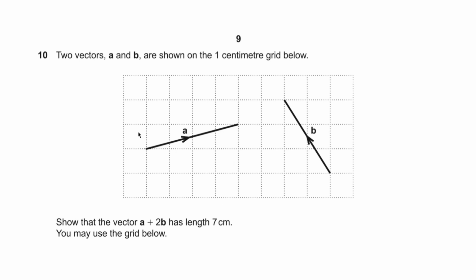Question number 10. Two vectors A and B are shown on the 1 cm grid below. We have to show that the vector A plus 2B has a length of 7. You may use the grid below. So there's a couple of ways we could do this. One way is to literally copy and paste these into the grid and add them together.